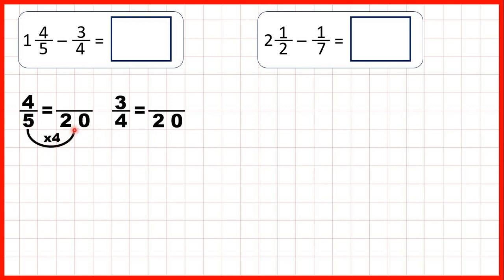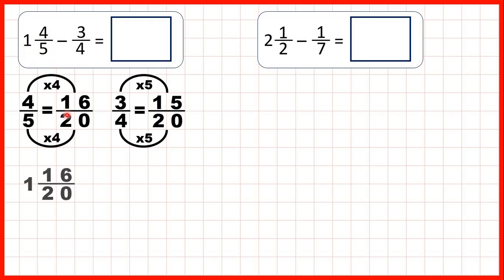Now 5 times 4 is 20, 4 times 4 is 16, 4 times 5 is 20, and 3 times 5 is 15. So we can rewrite our question. Instead of 1 4/5, we can write 1 16/20, because that's equivalent to 4/5. And instead of subtracting 3/4, we can subtract 15/20.